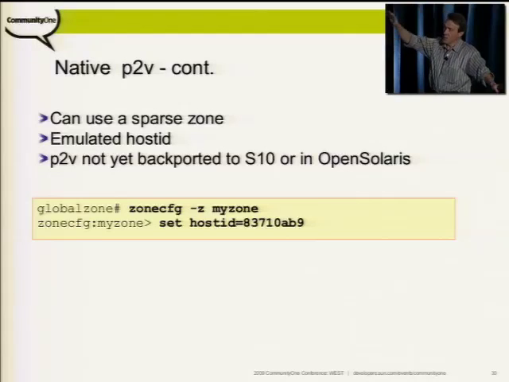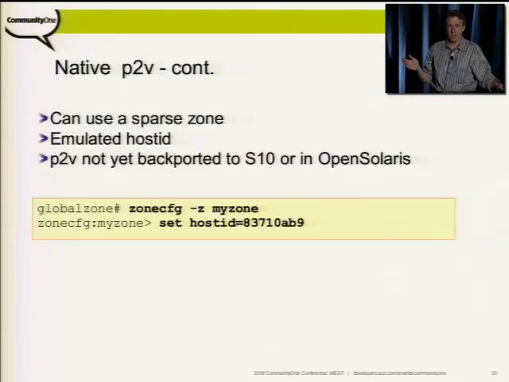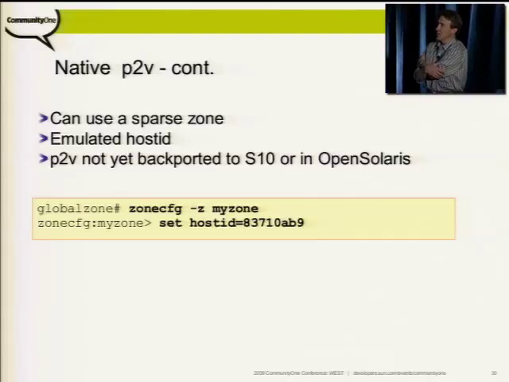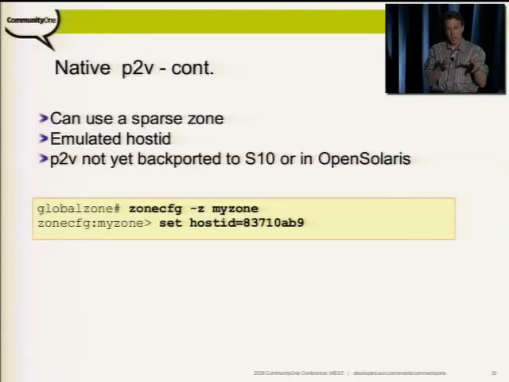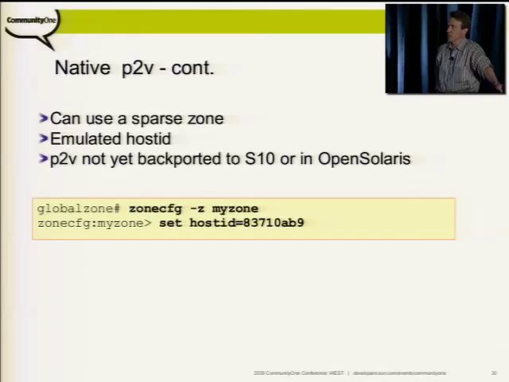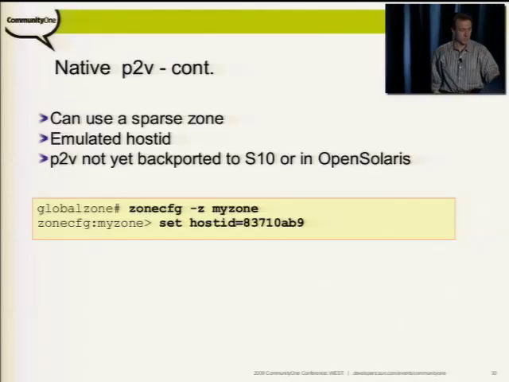The other thing, when you're doing this P to V process and taking a physical system and bringing it into a zone, one of the things you may want to take advantage of is the emulated host ID. So if you had software that was locked to a particular node, and now you want to move that into a zone, you can set up the emulated host ID like I'm showing in the example there, so that that zone looks like it has the host ID that the original system had.